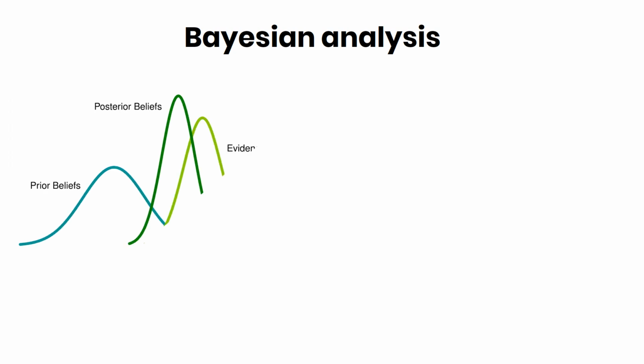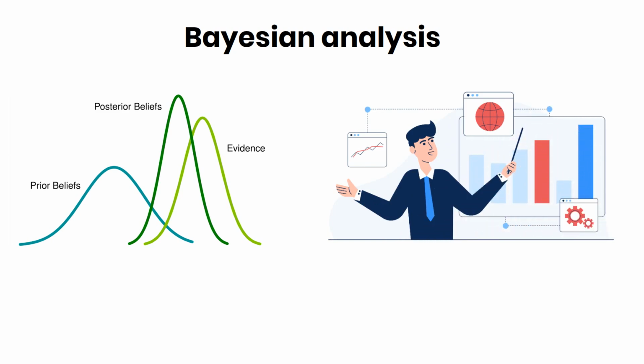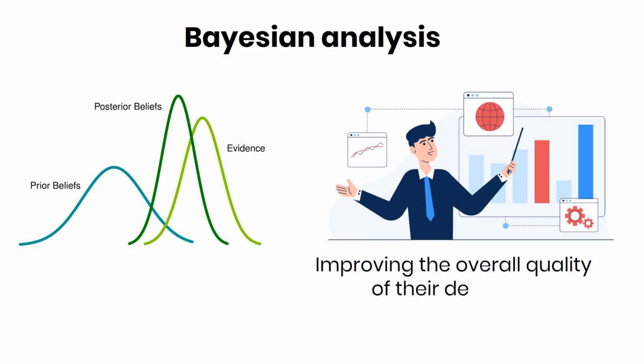Bayesian analysis is another important tool in decision analysis, particularly when new information becomes available. Bayesian analysis allows decision-makers to update their probability estimates based on new evidence, leading to more accurate and informed decisions. By revising probability estimates using Bayesian analysis, decision-makers can incorporate new data and insights into their decision-making process, improving the overall quality of their decisions.